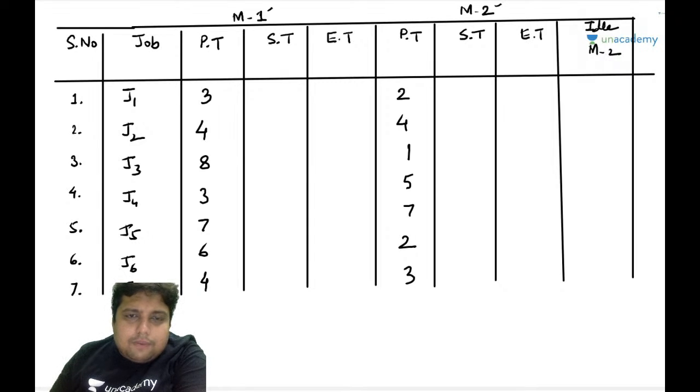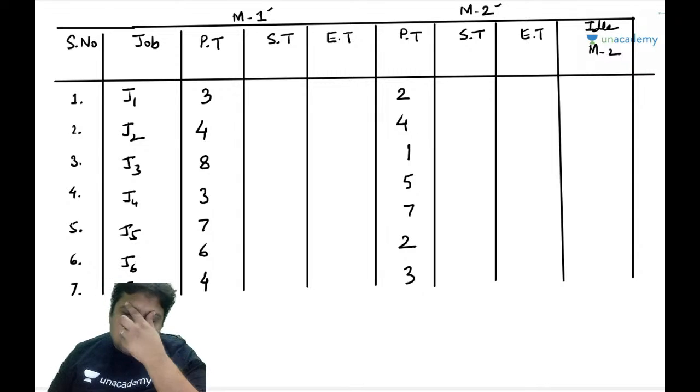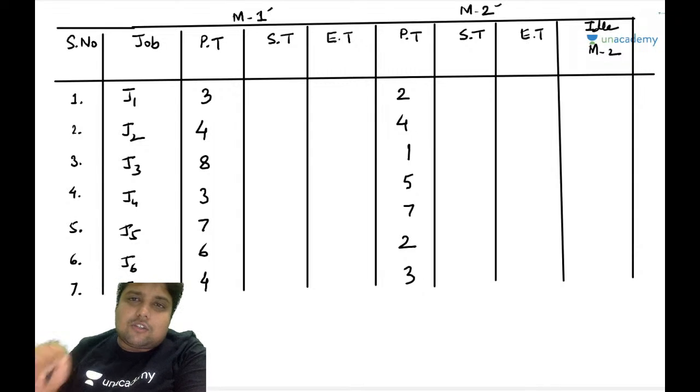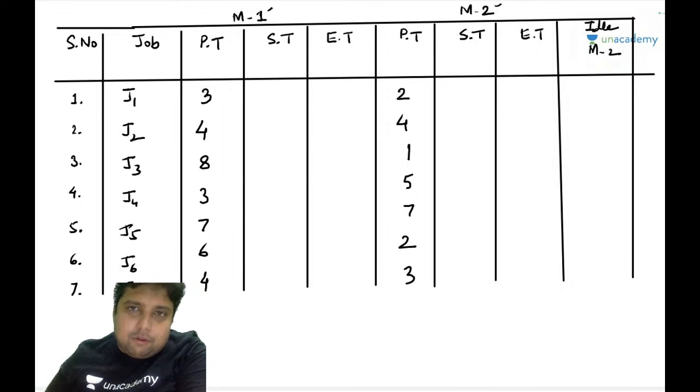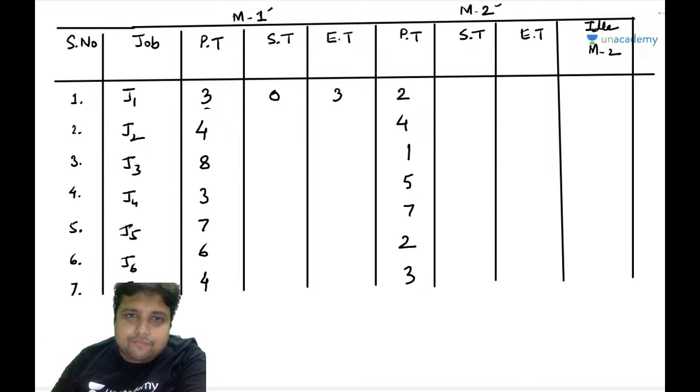Now guys, simply look at this, this is the first job. I have taken a stopwatch, and I will be noting down the start time and the end time of these jobs. So job number 1 will start at 0 and the processing time is 3. After 3 minutes or 3 hours, whatever it is, it will end. So on machine 1, job number 1 will start at 0, end at 3.